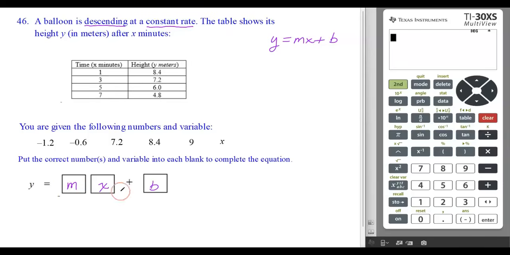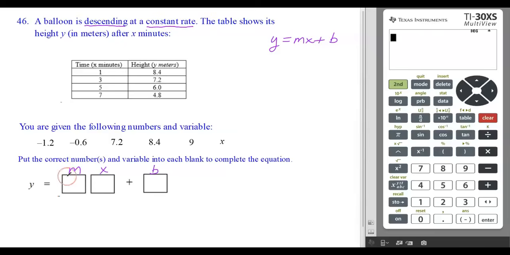But we're going to need to put some stuff in this box, so what I'm going to do is write this on top of the boxes. Plus, the plus is here, b. So the m represents the rate at which it's descending. It really represents the slope or rate of change. So I know right off the bat, since the balloon is going down, that the rate of change, m, or the slope, m, has to be negative. So I'm either going to drag this one or this one into this box.